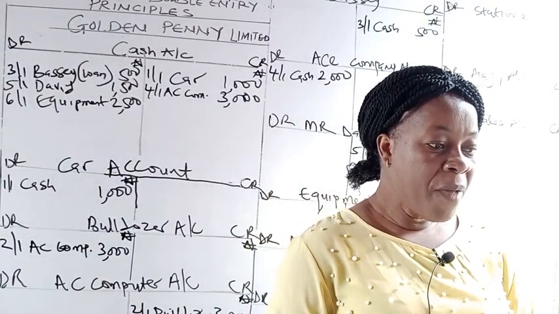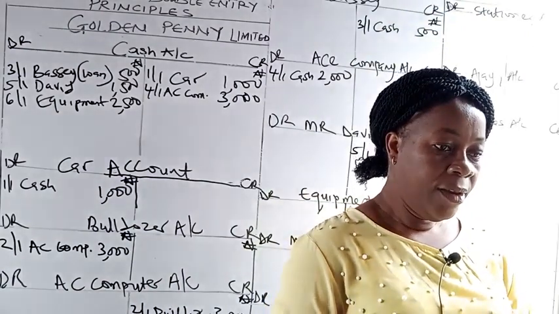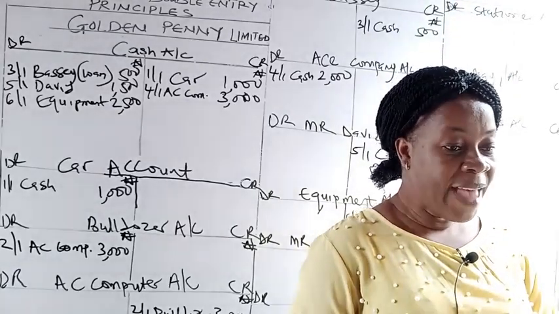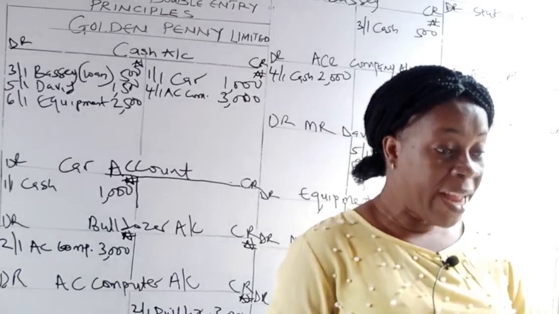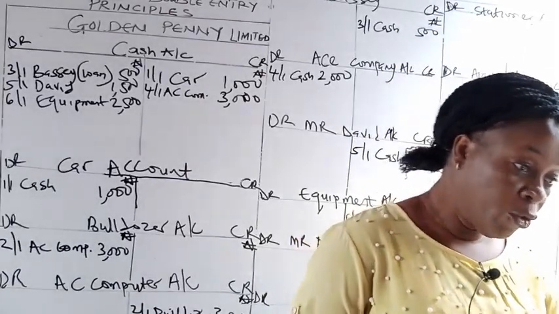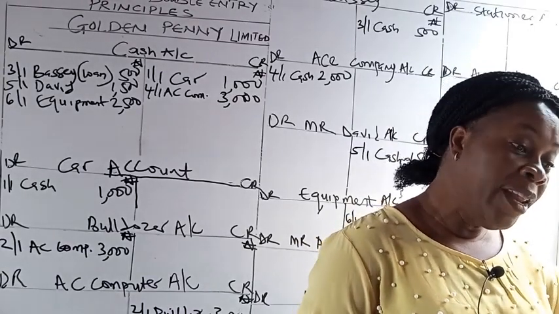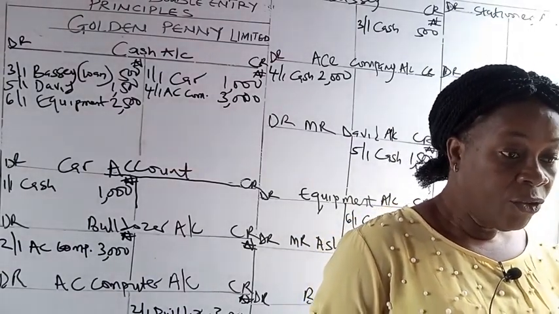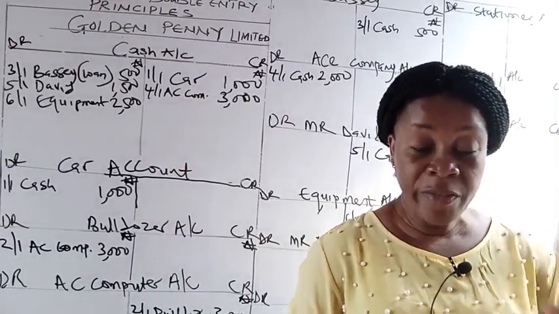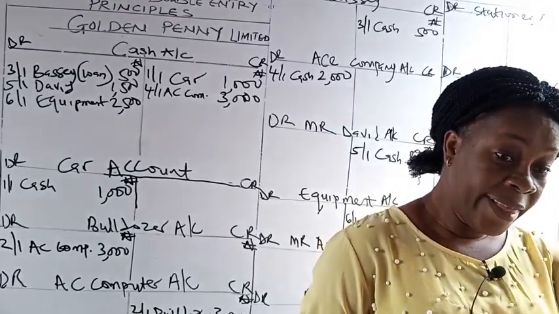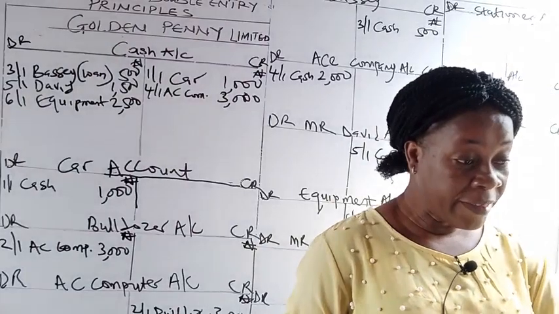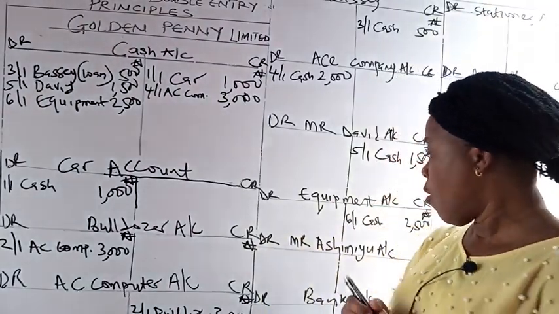Ashimiu, paid by check 5,000 naira. That means that Mr. Ashimiu's debt to the organization, collectible debt from Mr. Ashimiu, reduced. So he's owing the organization a lesser amount of money. So we are going to credit Mr. Ashimiu's account and debit bank account because it led to an increase in the money that the organization has in his bank account.